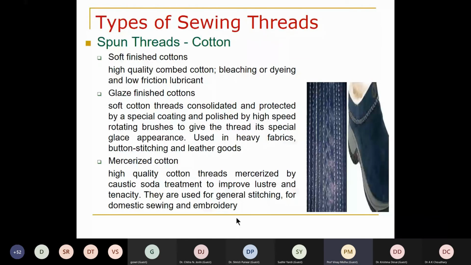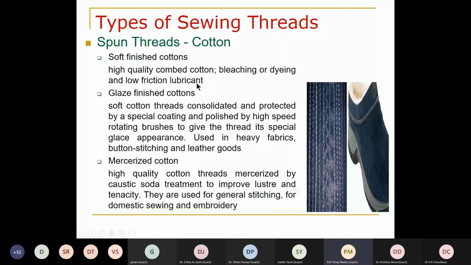Then among the spun threads, cotton is the most popular fiber being used in sewing threads also, and these three finishes are available in the cotton spun threads. We have soft finished cotton threads, where high quality combed cotton is used, then bleaching or dyeing is carried out, and a low friction lubricant is added so that it can decrease the friction coefficient, and it can easily pass through the needle eye.